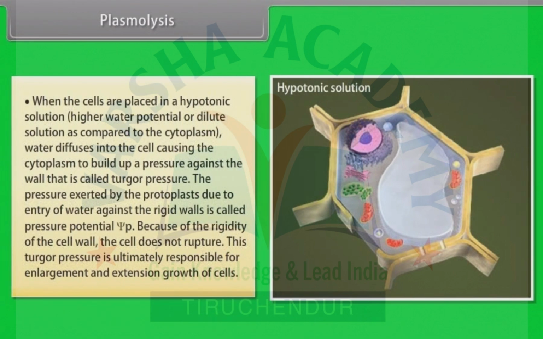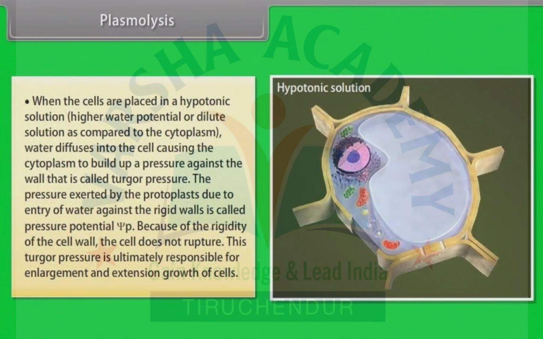When the cells are placed in a hypotonic solution, which means higher water potential or dilute solution as compared to the cytoplasm, water diffuses into the cell, causing the cytoplasm to build up a pressure against the wall that is called turgor pressure. The pressure exerted by the protoplasts due to entry of water against the rigid wall is called pressure potential. Because of the rigidity of the cell wall, the cell does not rupture. This turgor pressure is ultimately responsible for enlargement and extension growth of cells.